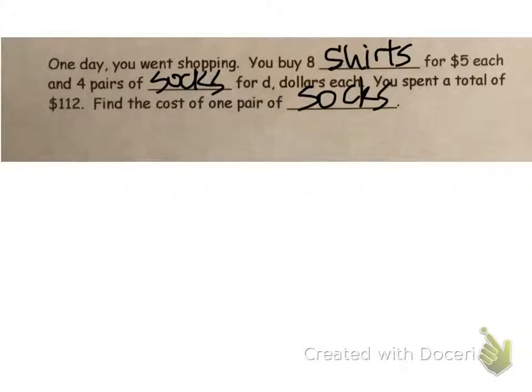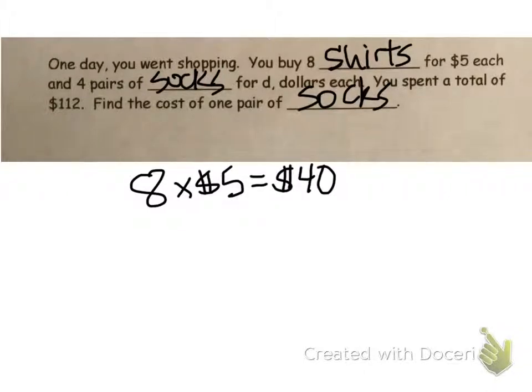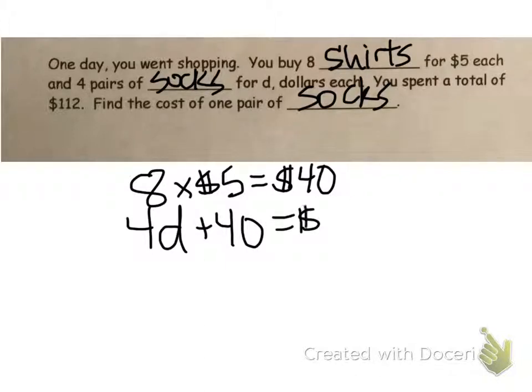So since it's 8 shirts for $5 a piece, that's really just multiplication, which means you spent $40 on shirts. There's no mystery number there. But we did buy 4 pairs of socks. We don't know the price. Since it's 4 pairs and it's D per pair, there's where you have the multiplication. So we'll have 4D plus $40 spent on shirts to give us our total of $112.